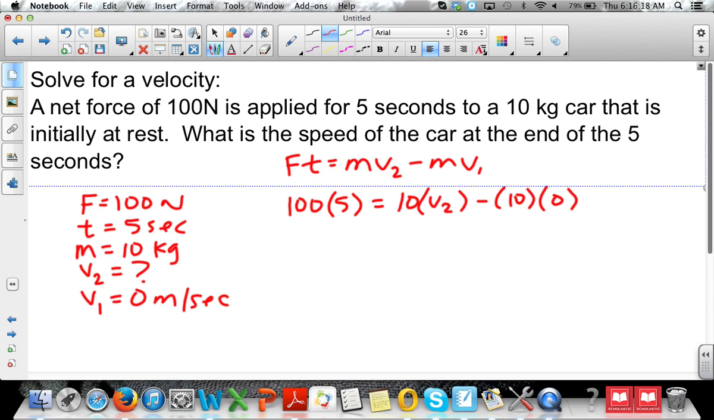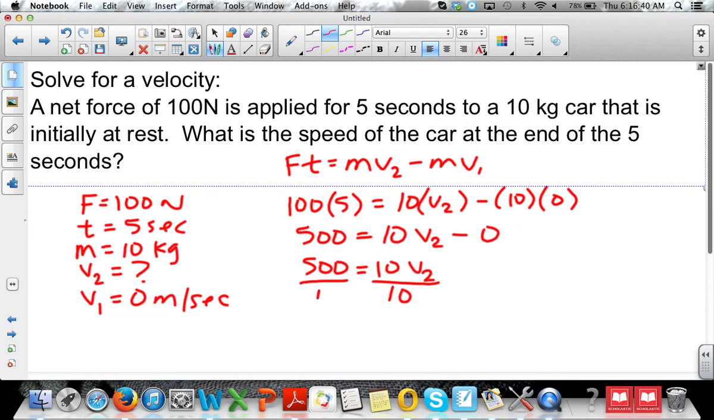So let's simplify. So 5 times 100, 500, and then I have 10 times V2. And then my 10 times 0, that's just 0, so I have minus 0 over there. So let me simplify a little bit more. Get rid of that 0. Okay, and then the way to solve for V2 here, I have to divide by 10. So I will get 50 meters per second is my final velocity, V2.